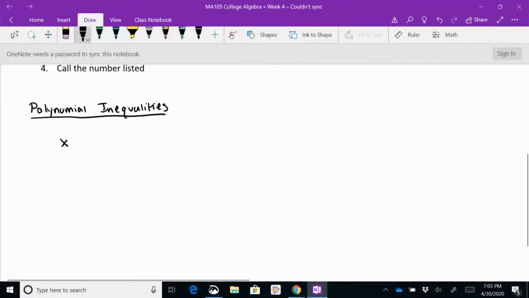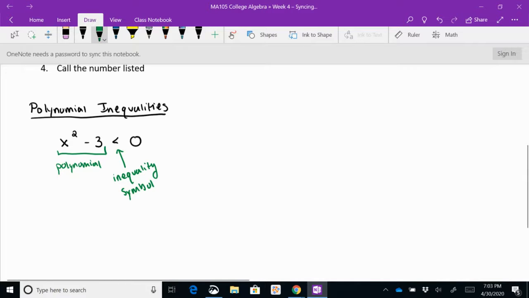So I'm going to start with x squared minus 3 less than 0. So we call this a polynomial inequality because what we have on here is a polynomial, it's got x's and things added on. And then we have an inequality symbol. And that just means that it's a symbol that's not the equal sign. That's all that the word inequality means.